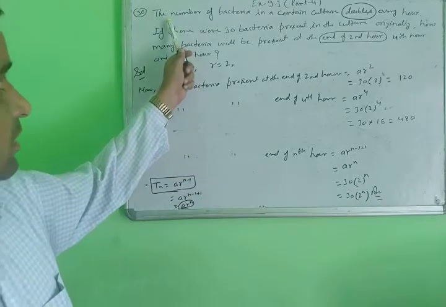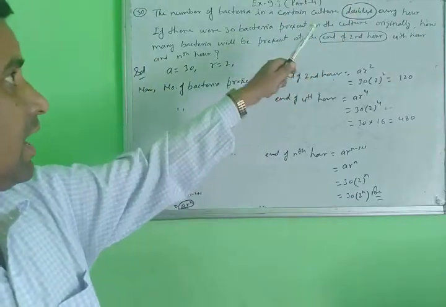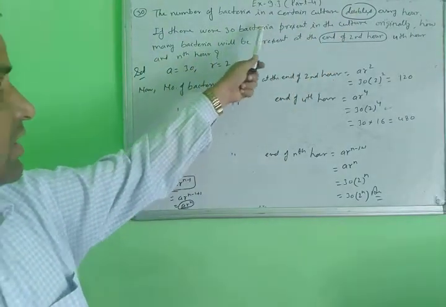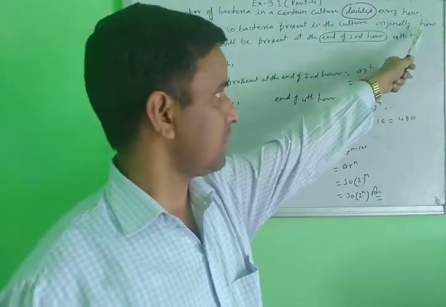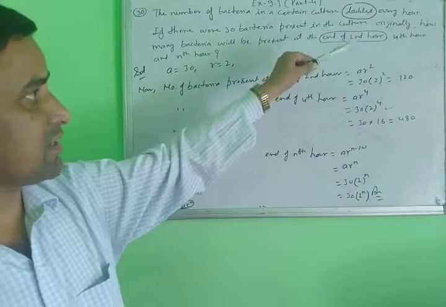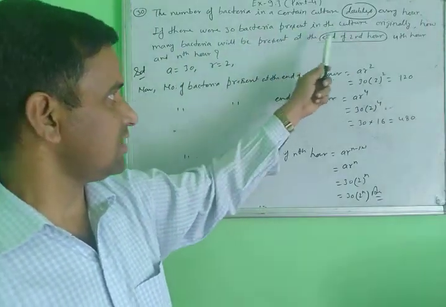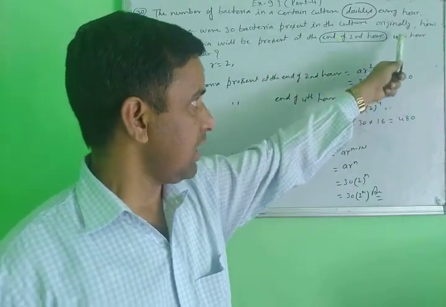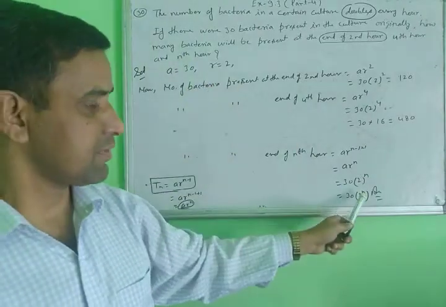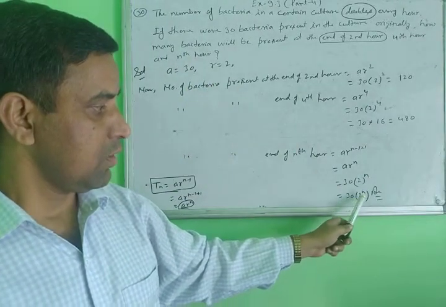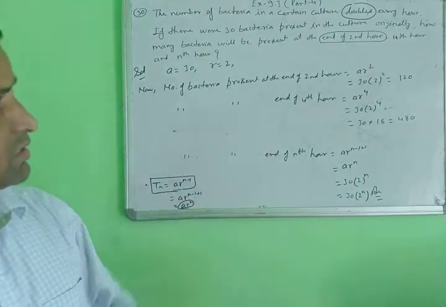The number of bacteria in a certain culture doubles every hour. Double means this is the value of R. There were 30 bacteria present originally, in the starting. How many bacteria will be present at the end of 2 hours? 120. At the end of 4 hours? 480. And at the end of the nth hour, it is 30 into 2 to the power n, and then you put the value of n and get the correct answer. Yes, note it down. Then next.